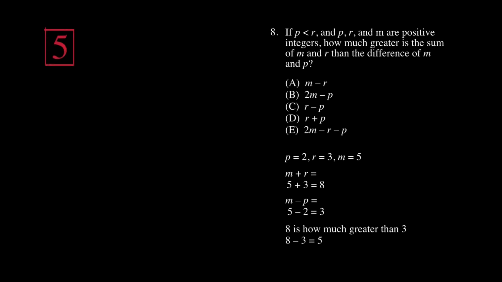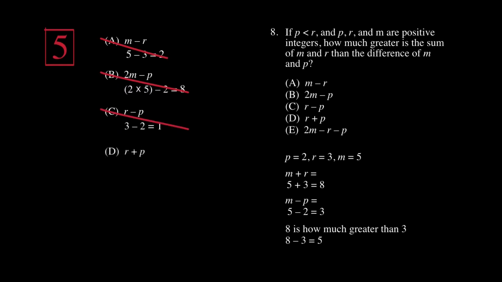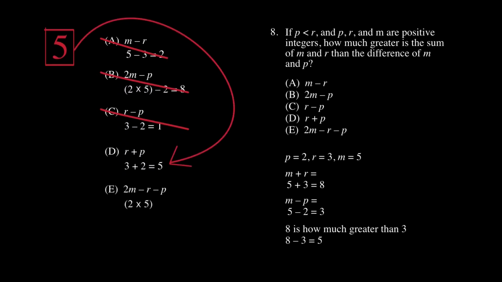Now we get to go to the answer choices and plug in the numbers we used. So A would be m minus r. Well, m was 5, r was 3. 5 minus 3 is 2. That's not 5. B would give us 2 times 5 minus 2, which is 8. That's not a match. C gives us 3 minus 2, which equals 1. D gives us 3 plus 2, which gives us our magic number 5. And E gives us 10 minus 3, which is 7, minus 2, which is 5.